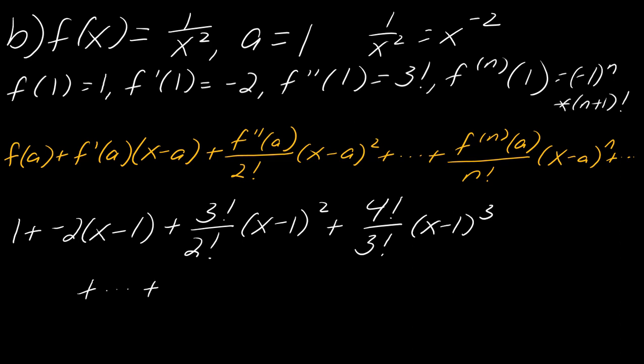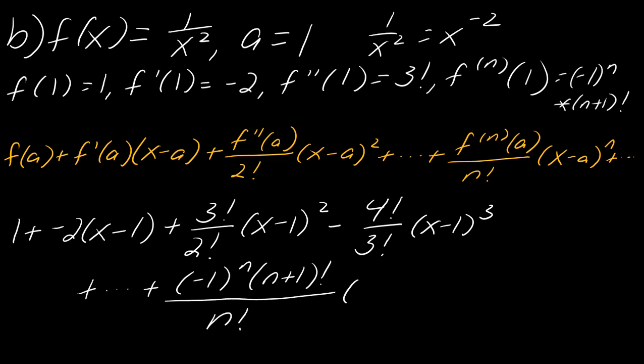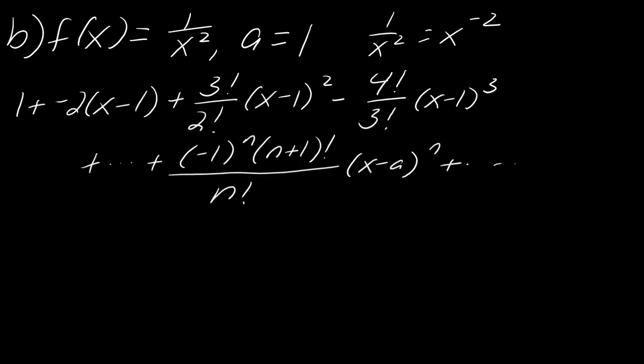So if we go out to the nth term, this should have been negative, my bad. It's alternating. So this will be negative 1 to the n plus 1 factorial over n factorial x minus a to the n. Okay, so now I can see how to simplify all of this. I can feel pretty confident in how this simplifies, so I'll clear some space.